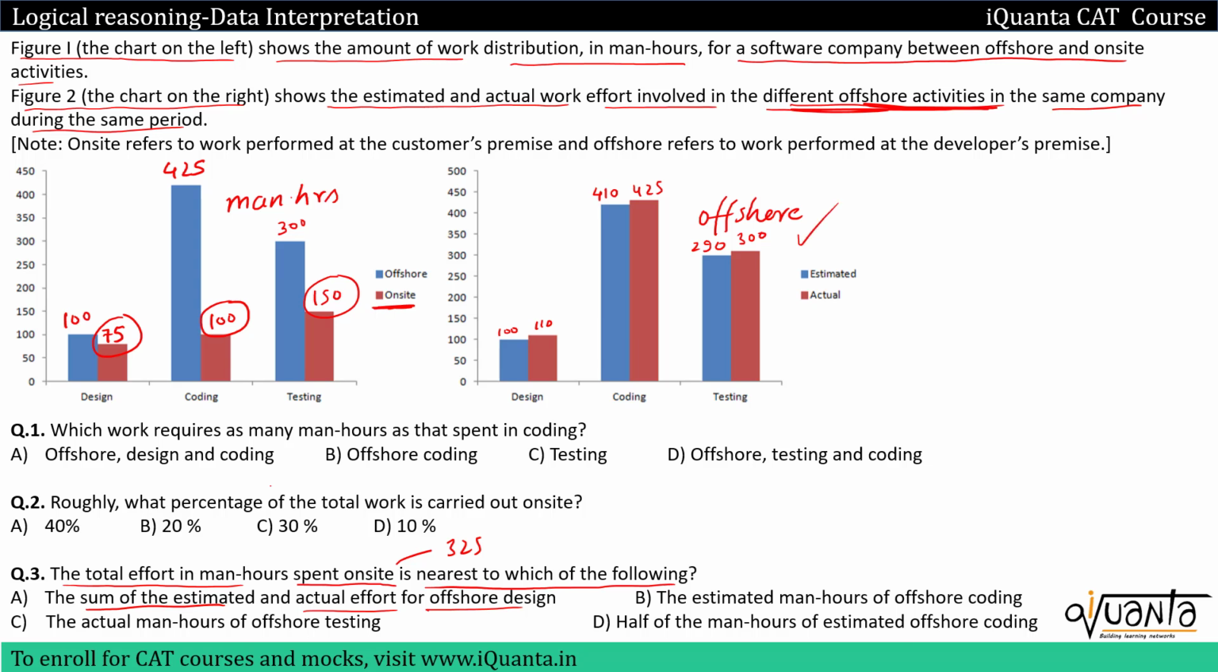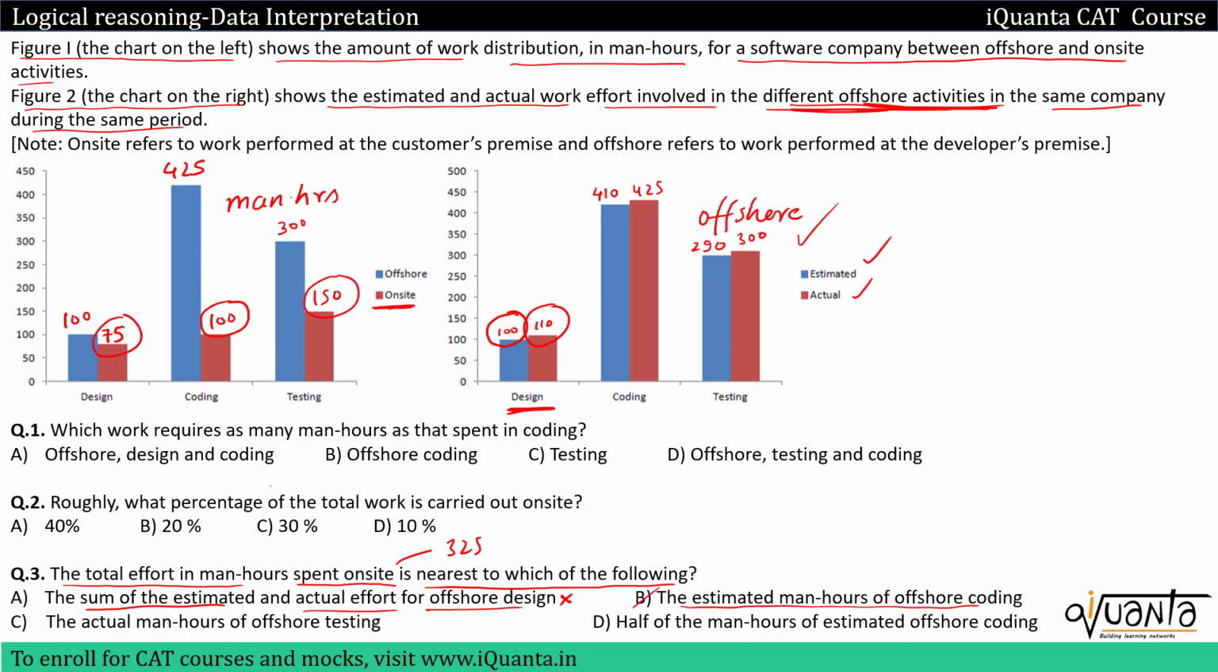We are talking about offshore design, so we'll take this sum of estimated and actual effort. We'll be adding these two, because estimated is blue, actual is red. For design we'll add both. So this will give us somewhere around 210. So this is not somewhere close to 325. This will be gone.